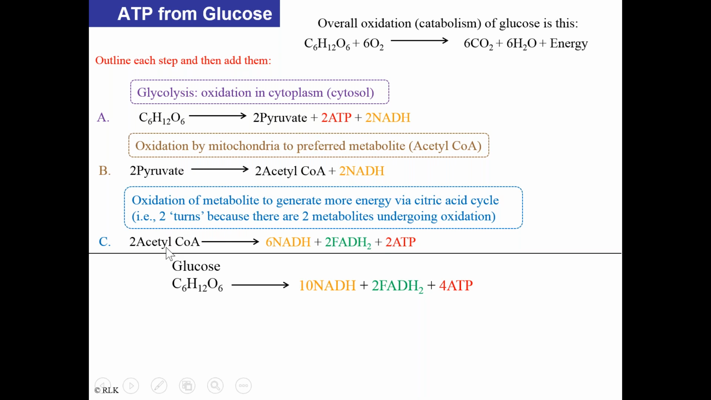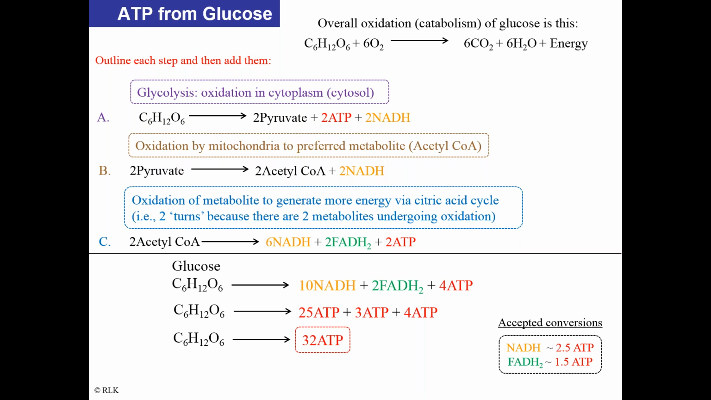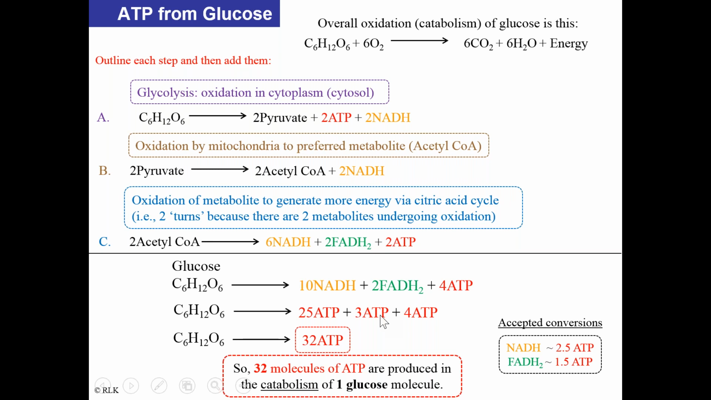And then you have the remainder of the citric acid cycle converting that acetyl-CoA to something more useful to us, i.e. the energy. So you have 1 mole of glucose, then just add up A, B, and C totals. You have 10 NADH, 2 FADH2, and 4 ATP. Accepted conversion, this is what I alluded to earlier. NADH is about 2.5 ATP, and FADH2 is about 1.5 ATP. That's the energy conversions, okay? So that's how you get your 32 ATP. So 32 ATP units are produced from 1 molecule of glucose.